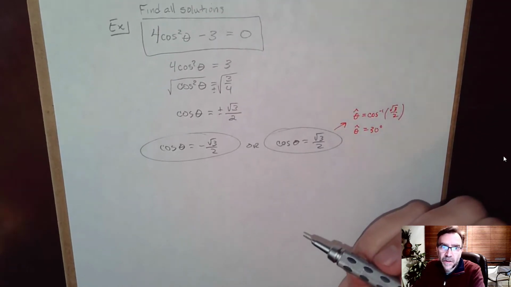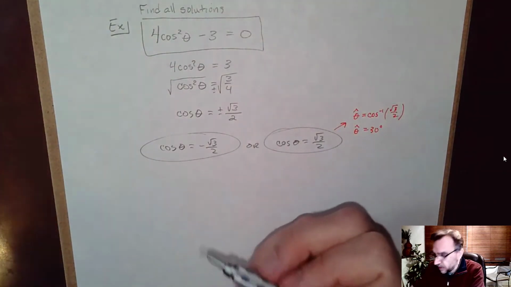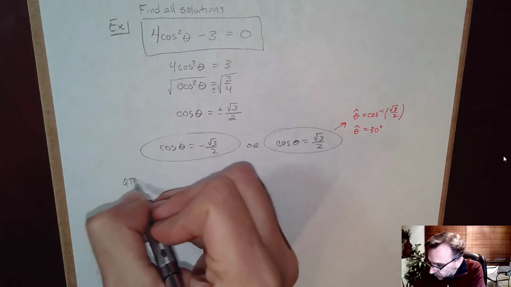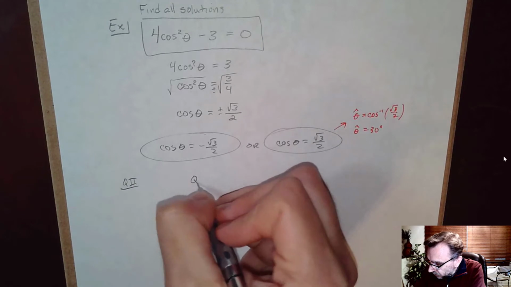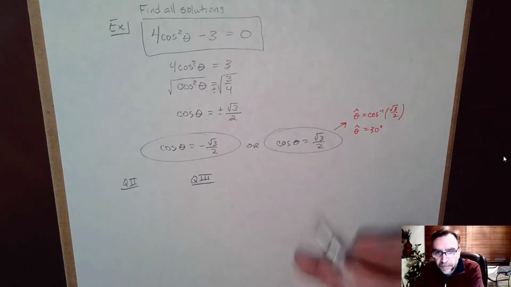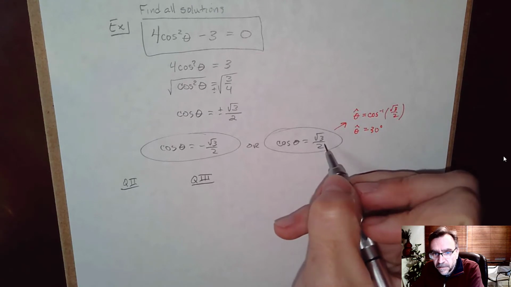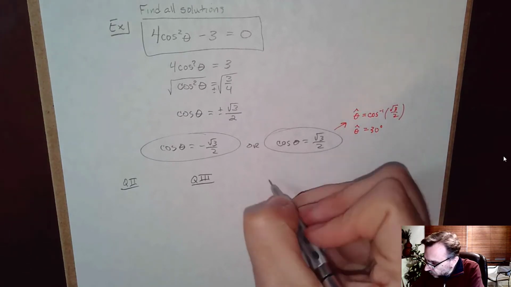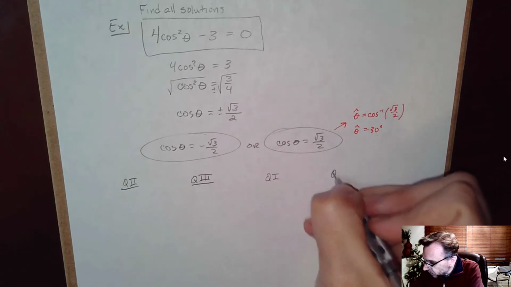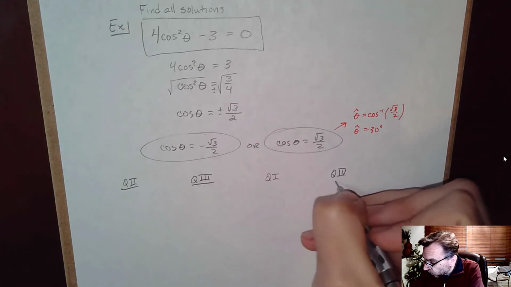Oh, yeah, speaking of quadrants, that's what's next, right? So here we have negative. Cosine is negative in Q2 and Q3, right? Those are x values. X values are negative in Q2 and Q3. And then for this one, we're going to have two solutions, one in Q1. Right? Cosine is positive in Q1, and also cosine is positive in Q4.